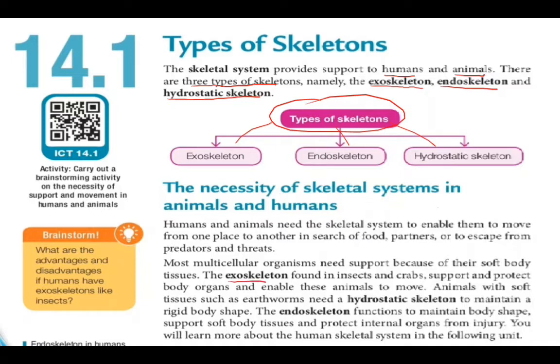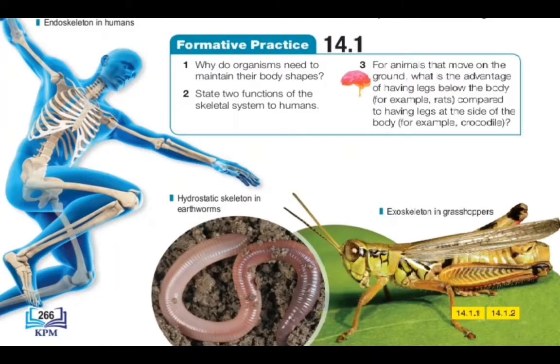The exoskeleton found in insects and crabs supports and protects their body organs and enables these animals to move. Animals with soft tissue such as earthworms need the hydrostatic skeleton to maintain a rigid body shape, and the endoskeleton functions to maintain body shape, support soft body tissues, and protect internal organs from injury. So these are the three types of skeleton: hydrostatic skeleton in earthworm, exoskeleton in grasshopper, and endoskeleton in human.